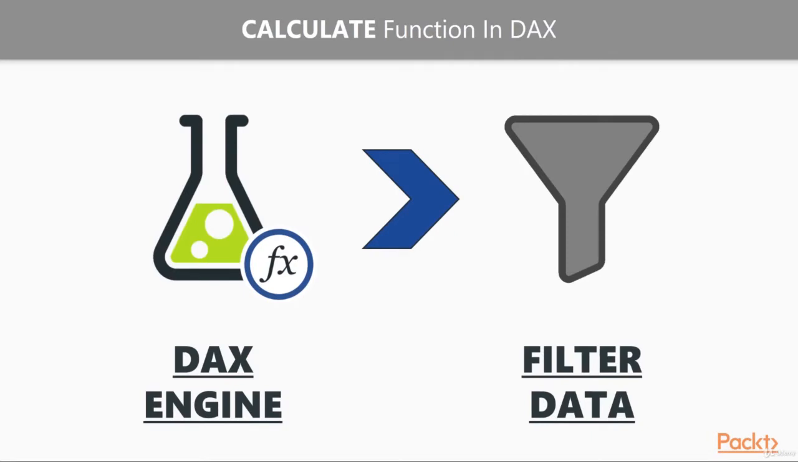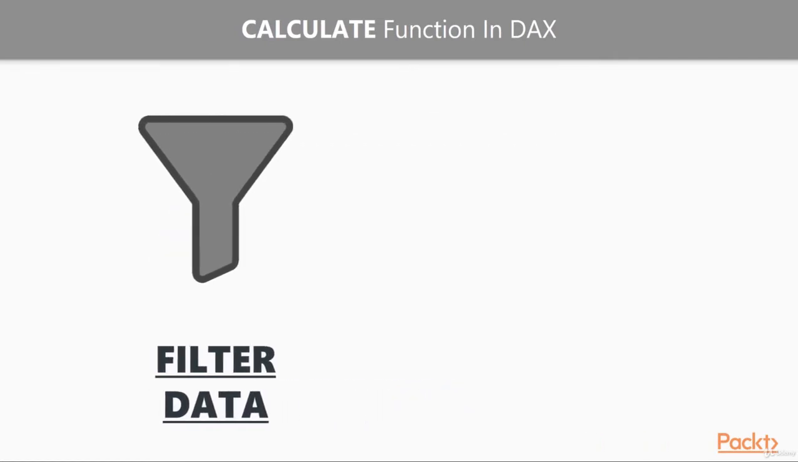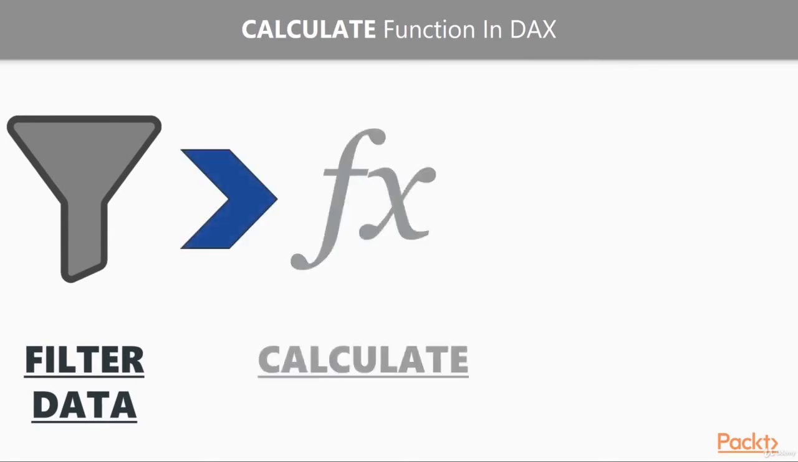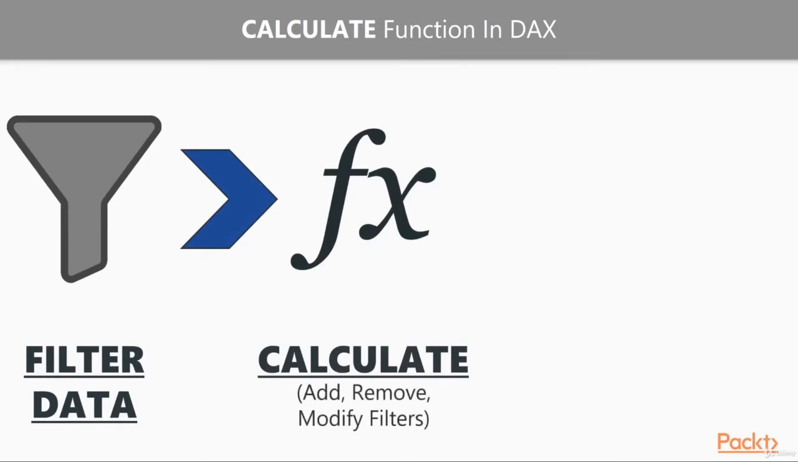As I mentioned in the last section, a lot of what makes DAX powerful is its ability to use filters when it's calculating values. So let's explore that a bit further and talk about how the calculate function works. The calculate function, at its core, gives us the ability to apply filters to a new or existing calculation. More specifically, calculate lets us add, remove, or modify filter context.